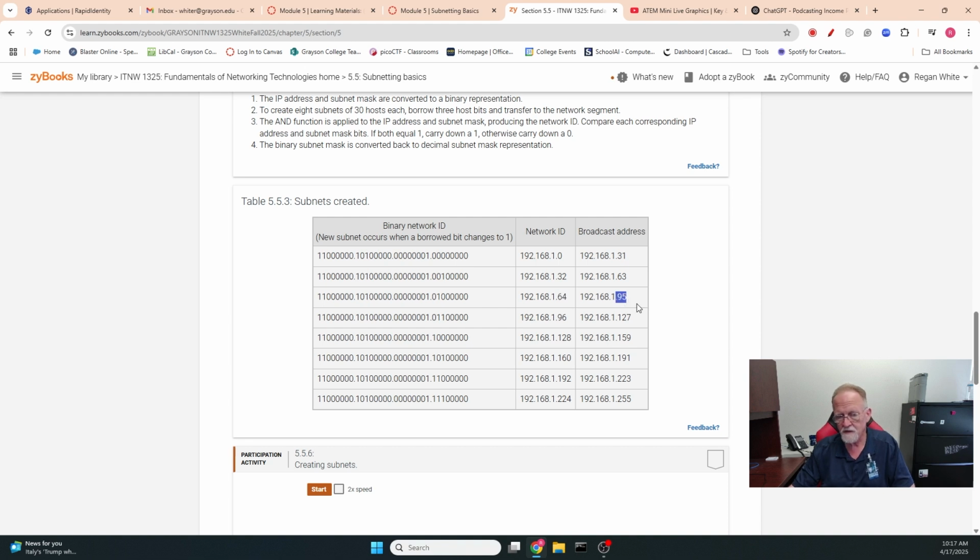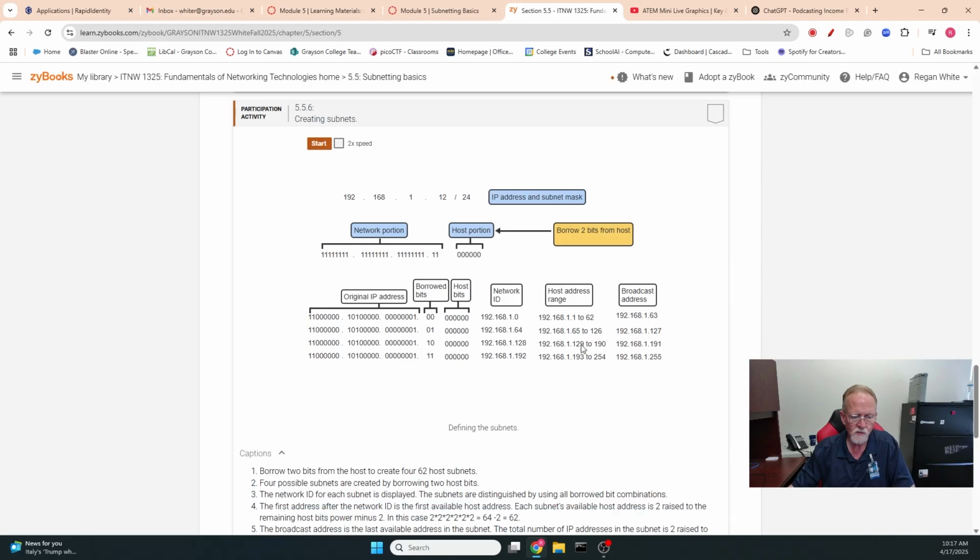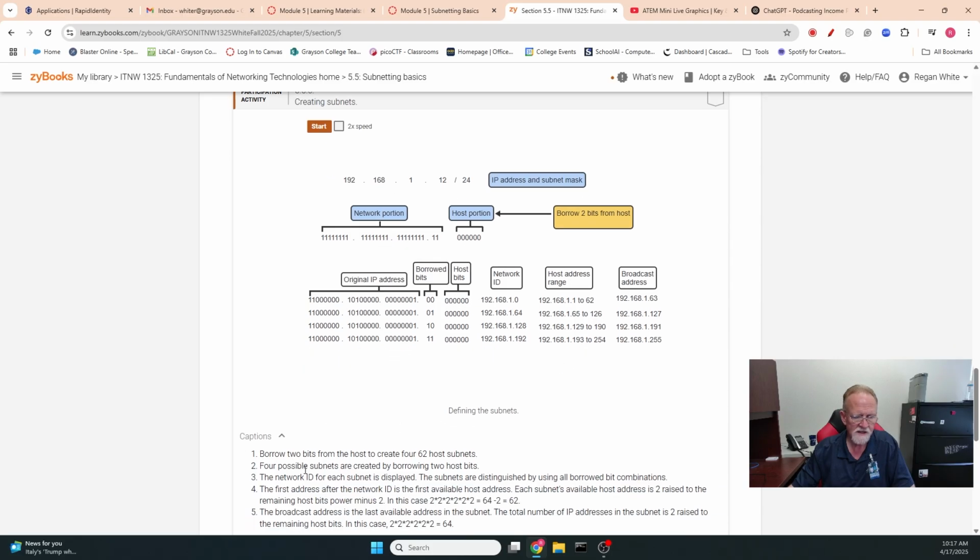Now this sounds a little confusing, but if you work through these participation activities, it will make sense. So here's another one. We're creating subnets. Make sure you work through these. We're borrowing bits. Since we borrowed 2 bits, 2 squared is 4. That's 4 possible subnets we've created by borrowing 2 bits.